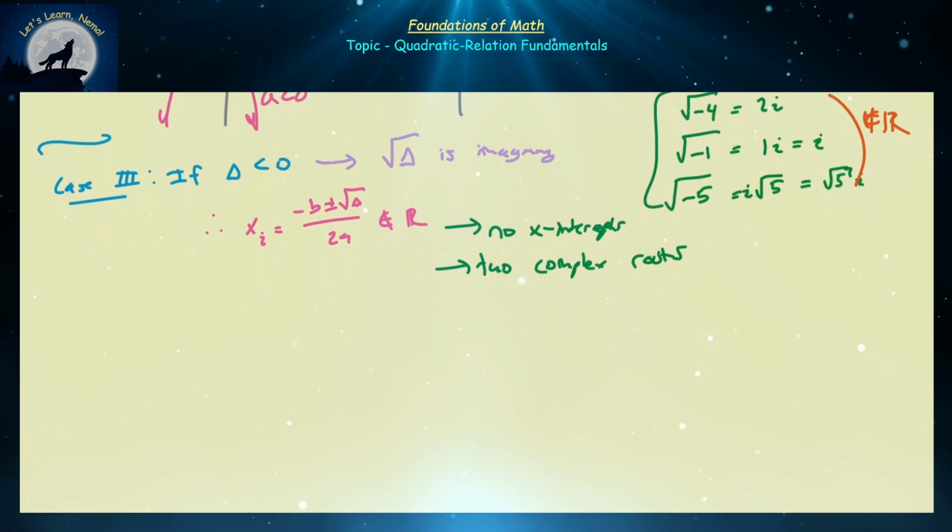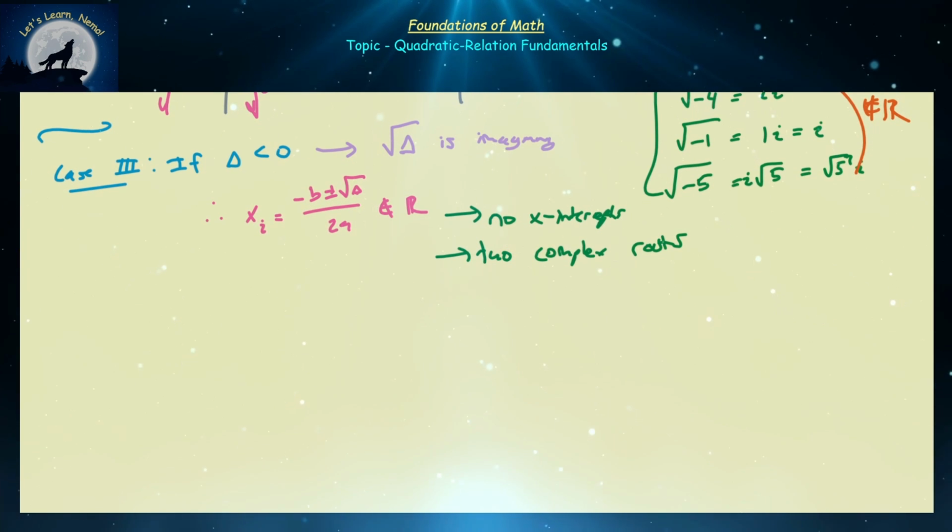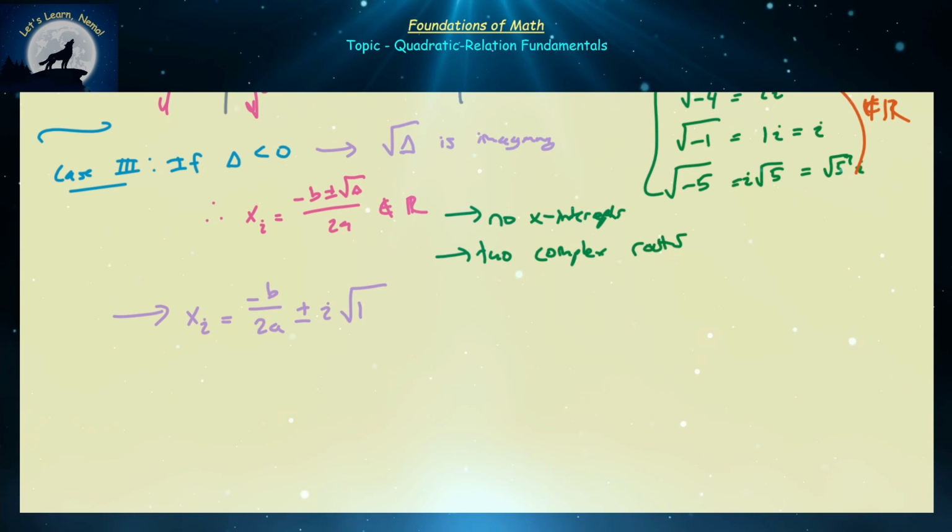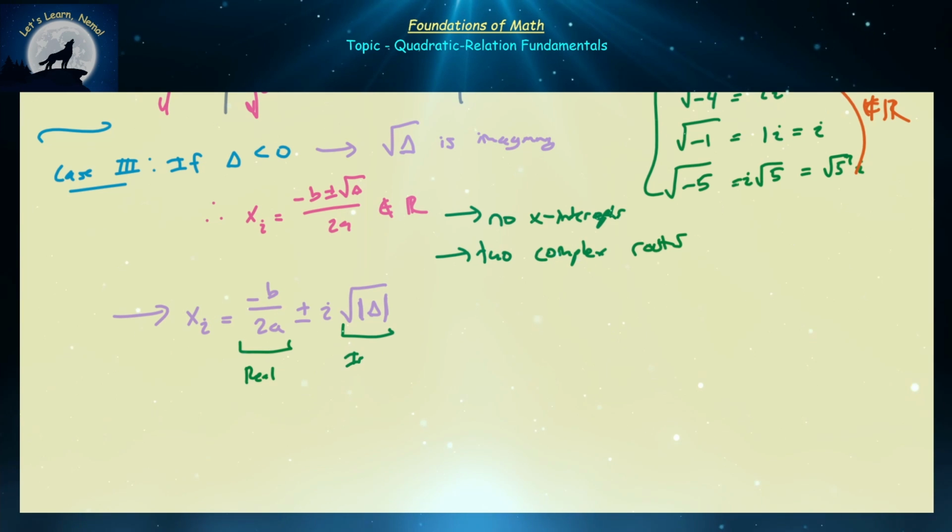Sometimes people will prefer to write our complex roots in their real and imaginary components, so we can write this instead as negative b all over 2a plus or minus i times the square root of the absolute value of our discriminant, right? So this is the real part, and this is obviously the imaginary part of our complex roots, because keep in mind, complex numbers usually have 2 parts, the real and imaginary portion.